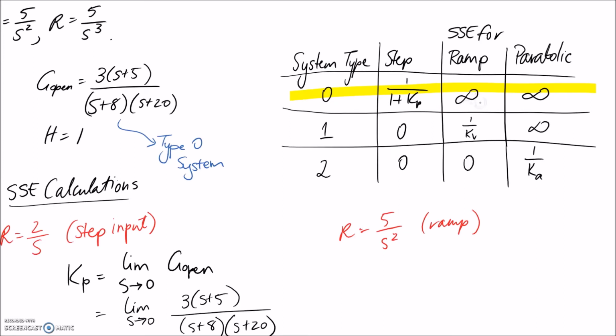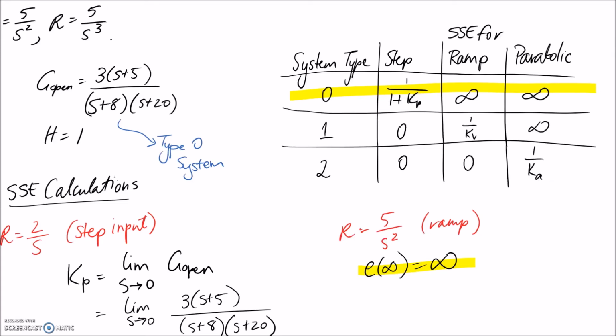No matter what, it tells us that the steady state error for the ramp input is always going to be infinity. So that's another answer here. We've kind of shortcutted it a bit by looking it up in the table.